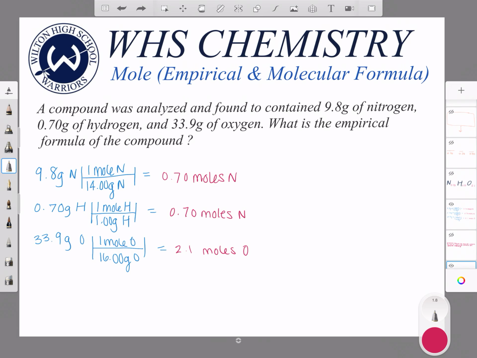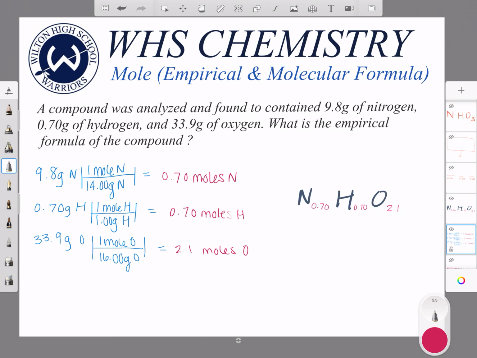If you find the moles for each element, you get 0.70 moles of nitrogen, 0.70 moles of hydrogen, this should say hydrogen, let me fix that, and then 2.1 moles of oxygen. And then we can move on to the next step. So the first step is everything needs to be in grams, and then we do the grams to moles conversion. So now we have everything in moles.